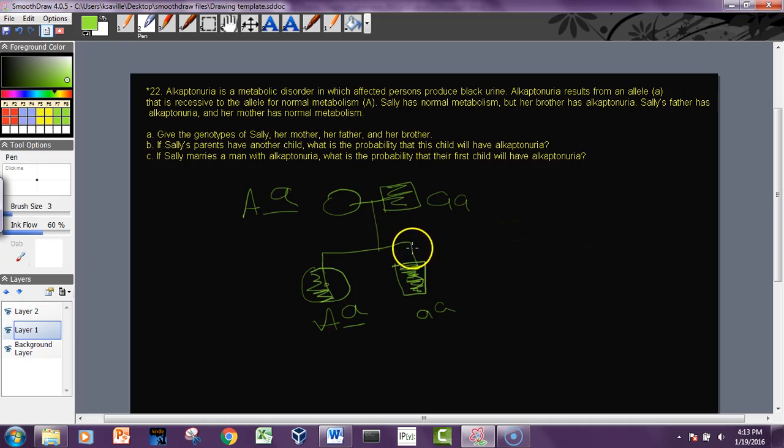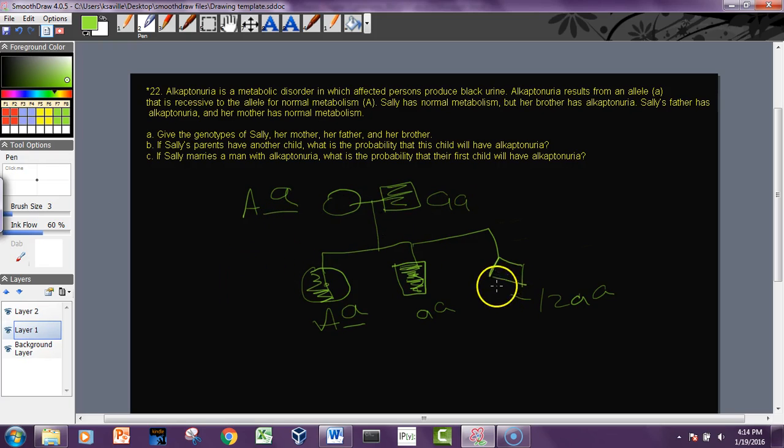So if Sally's parents have another child, and I think if we use a diamond, that means indeterminate sex. So we don't know what the sex is going to be. What's the probability that the child will have alkaptonuria? If you had a big A, little a, that means we have a 1/2 probability of being little a, because it's just a test cross. You got 1/2 probability of big A, 1/2 probability of little a.